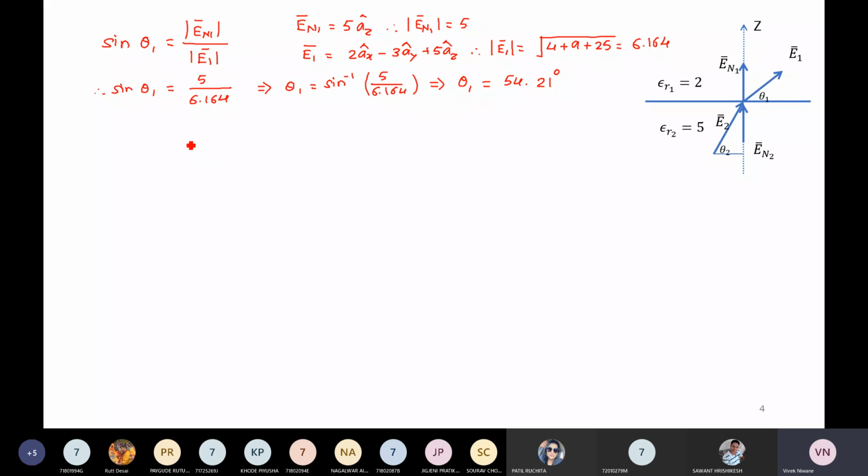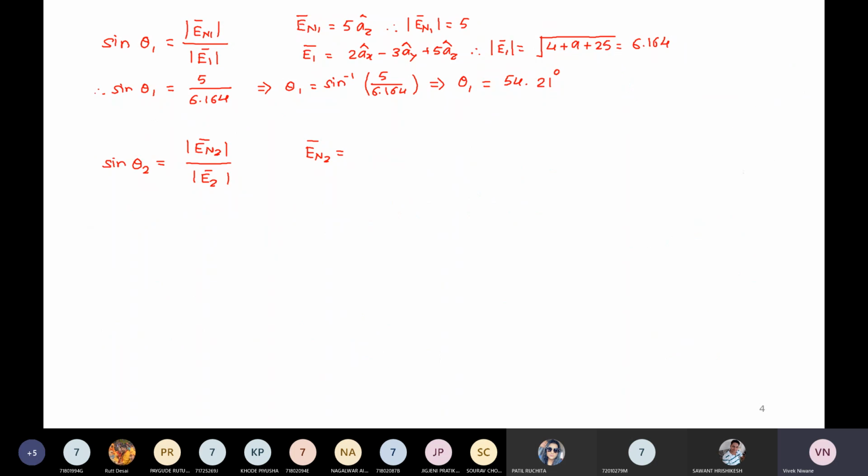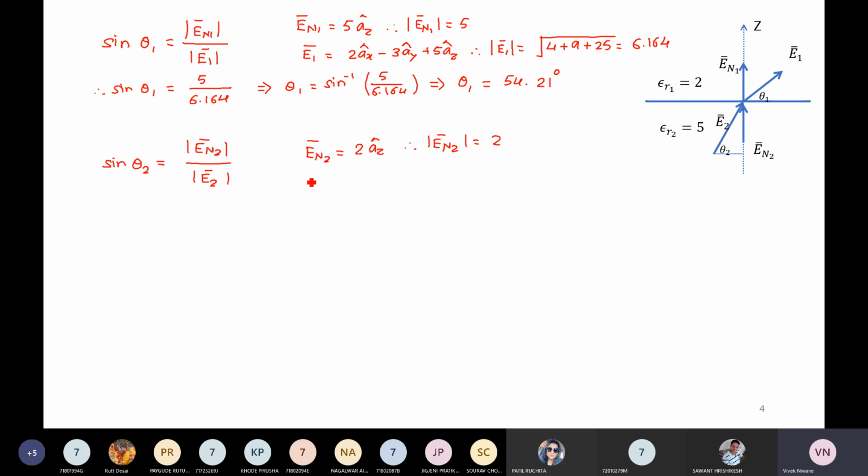54.21 degree. Okay, we are dealing with degree. Sine of theta 2 is equal to the magnitude of En2 bar upon the magnitude of E2 bar. What we have, En2 expression was 2az cap. Therefore the magnitude of En2 is equal to 2.